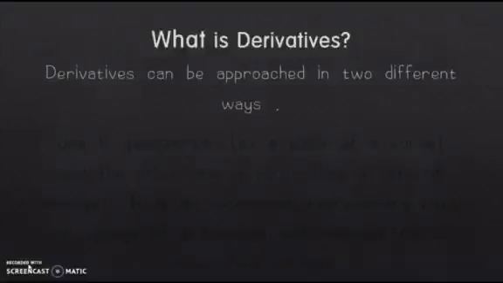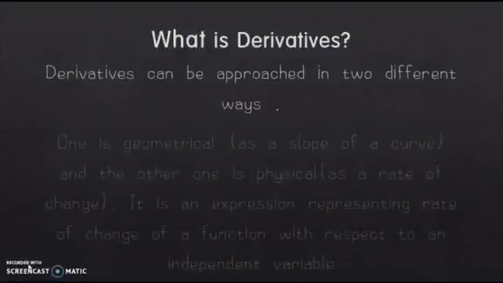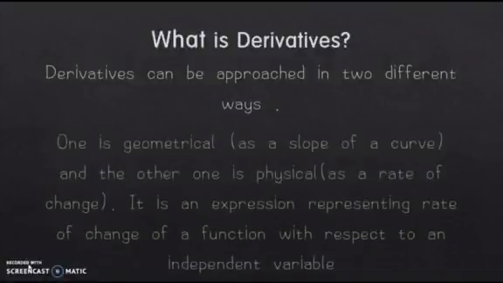In this video, I'll be discussing the application of derivatives, specifically on motion. Before we begin with our problem, let me discuss some important things about derivatives. First, what are derivatives? Derivatives can be approached in two different ways. One is geometrical, as a slope of a curve, and the other is physical, as a rate of change. It is an expression representing the rate of change of a function with respect to an independent variable.